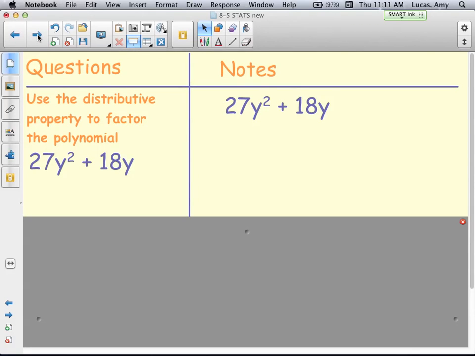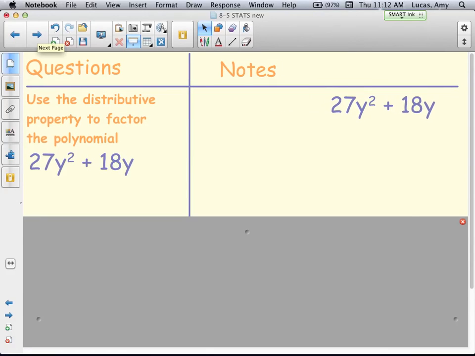Okay. Use the distributive property to factor the polynomial. Remember what factoring means. Like the factors of 4 are 1 and 4 or 2 and 2. So 1 times 4 is 4 and 2 times 2 is 4. So the factors of 4 are 1, 2, and 4. So what we are going to do is look for the greatest common factor, and take that out of our polynomial. I just want to remind you that you could use a factor tree if you need to for factoring.